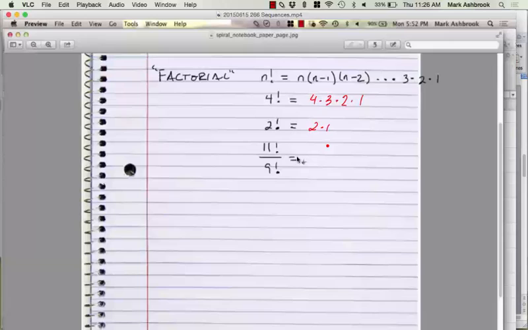All right, so think about what this means. You got 11 times 10 times 9 times 8 times 7, all the way down to 1. And then this is 9 times 8 times 7 times 6, etc., down to 1. So what do you notice about 11 factorial?